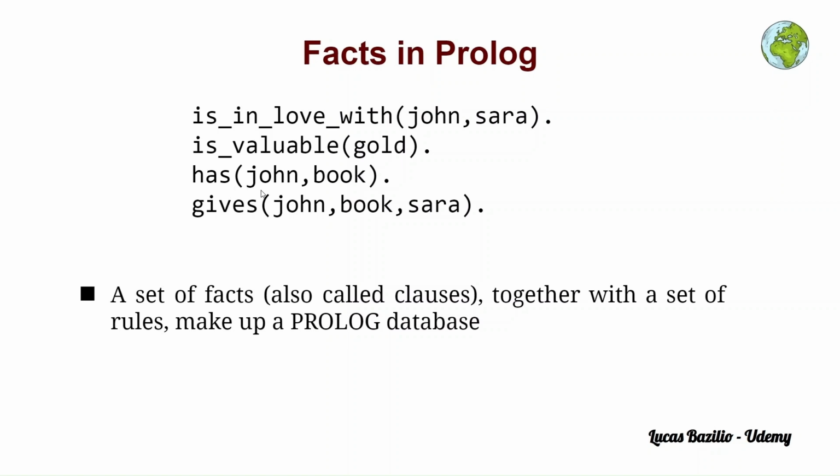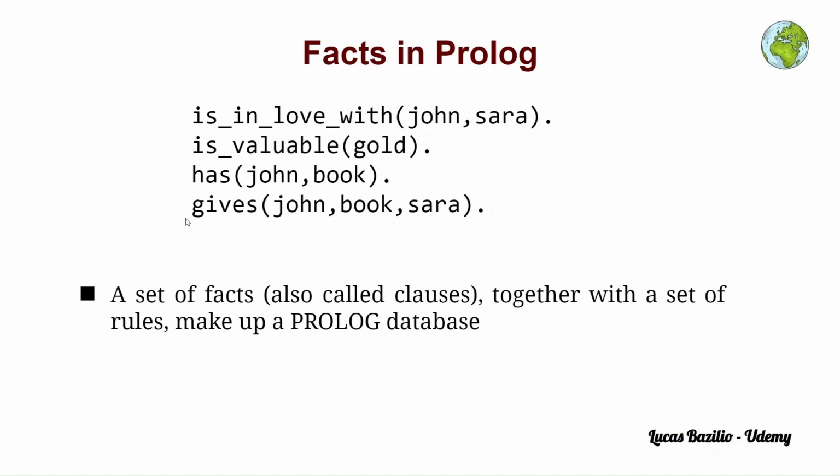Here we have that John has a book. This is the fact, the information we provide. The relation name is has. The arguments are John and book. Notice how everything begins with lowercase. And what we interpret here is that the first argument has the second one.